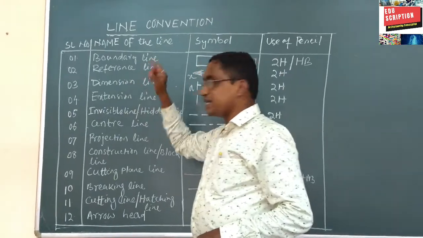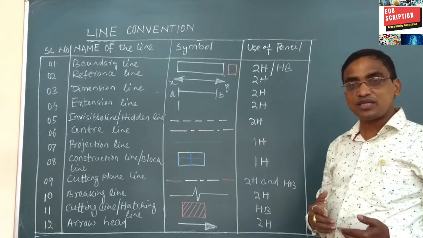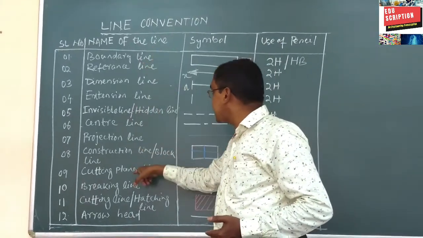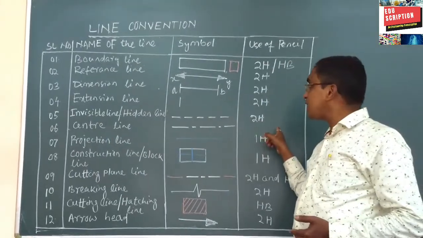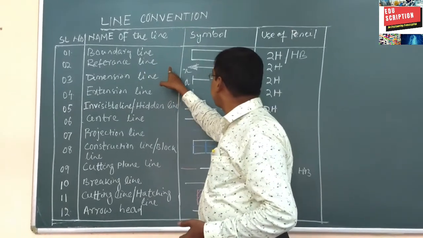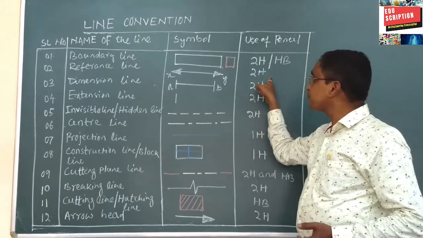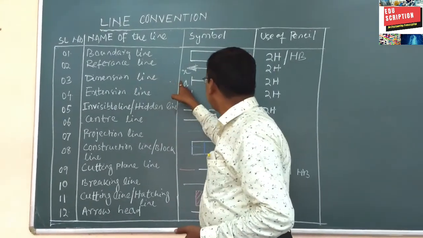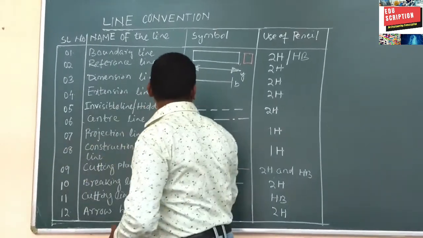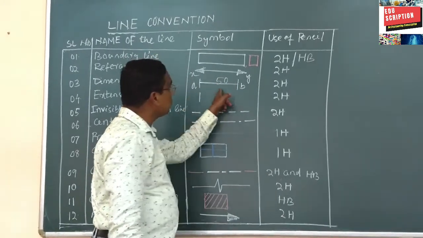Second one is the reference line. Gradually we will discuss what is the reference line, what is the boundary line, the dimension line. Today you only remember this much: for which line which pencil you will use, and what is the symbol of that line. Reference line, that is XY, a 2H pencil is used. Dimension line, this is AB, where suppose you want to write here, say, 50 dimension. That's why a 2H pencil is used.